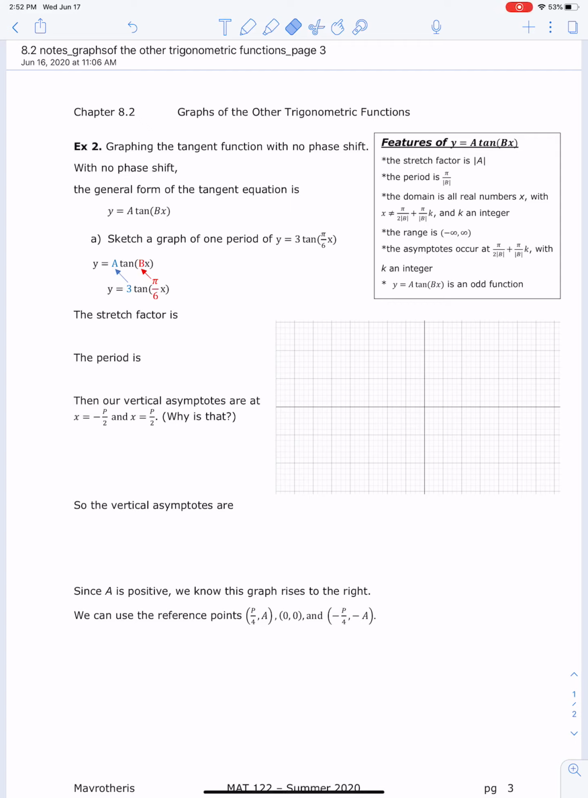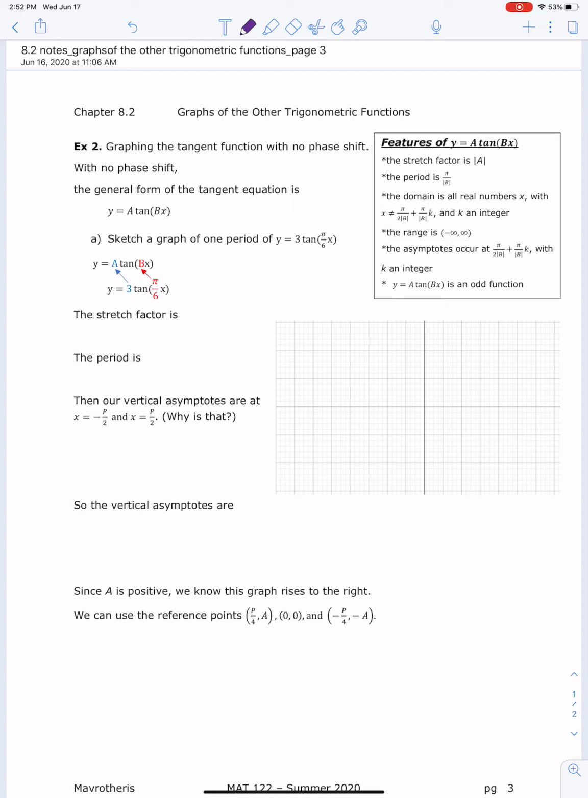8.2 Notes, Graphs of the Other Trigonometric Functions, page 3. We are going to start by graphing the tangent with no phase shift and no vertical shift. We want to just take a look at some of the properties of tangent, figure out how we're going to graph these before we start moving it around.